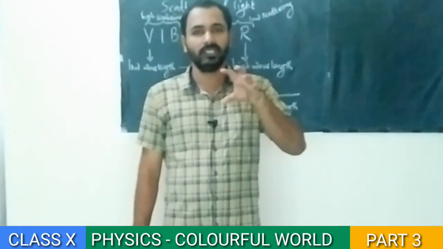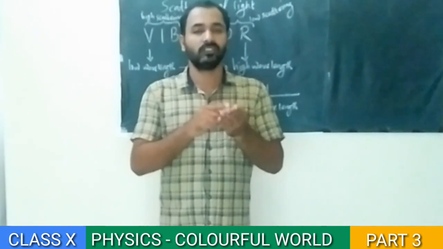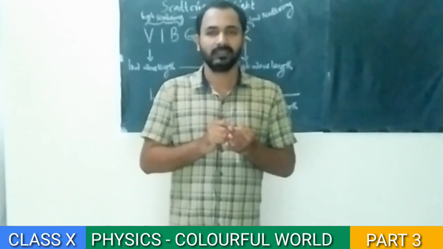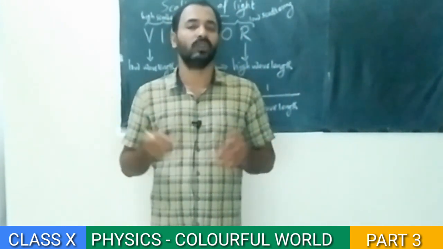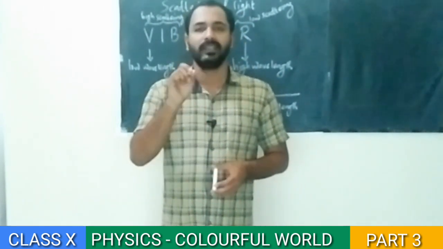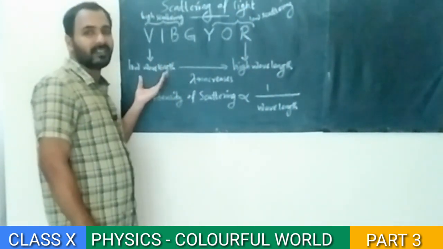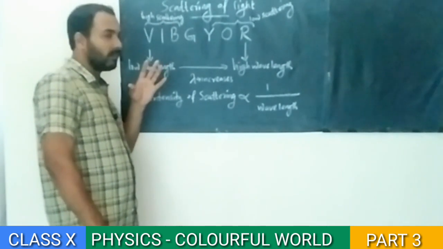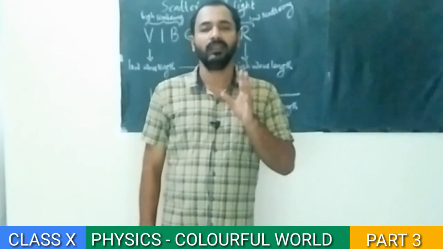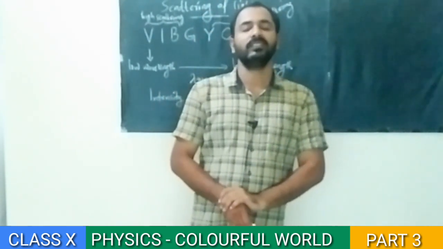But in the atmosphere there are many small particles like dust particles, small water droplets, smoke and fog. These are all very fine particles. These very fine particles scatter low wavelength colors. Clear? So the scattering of light depends on two factors. Number one, wavelength. Number two, size of the particles present in the atmosphere.